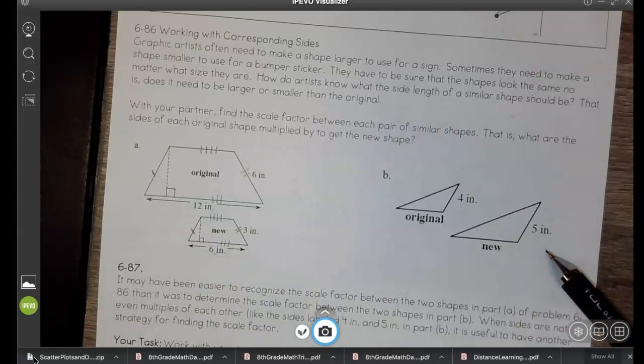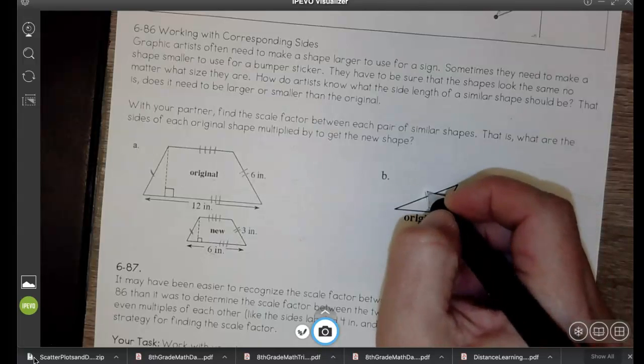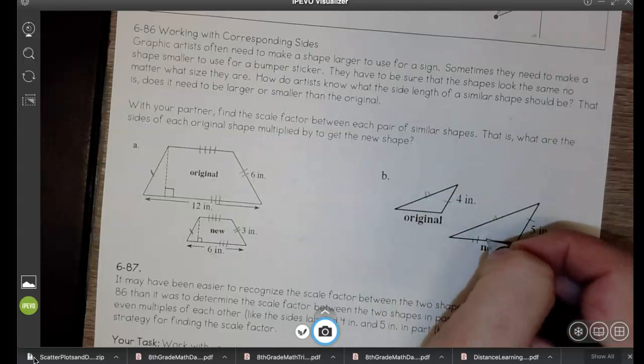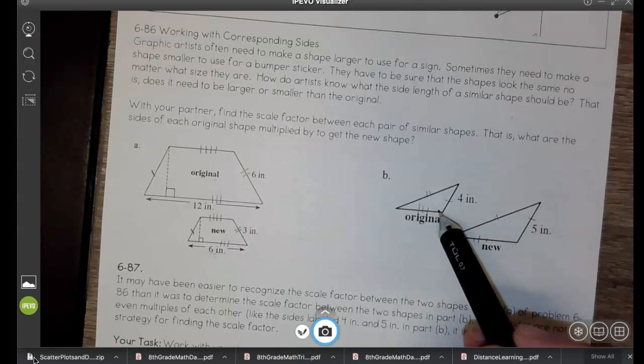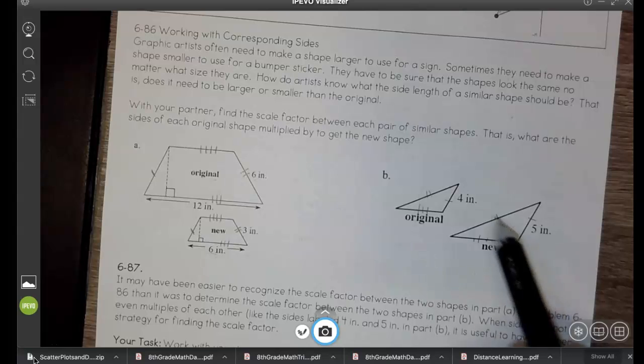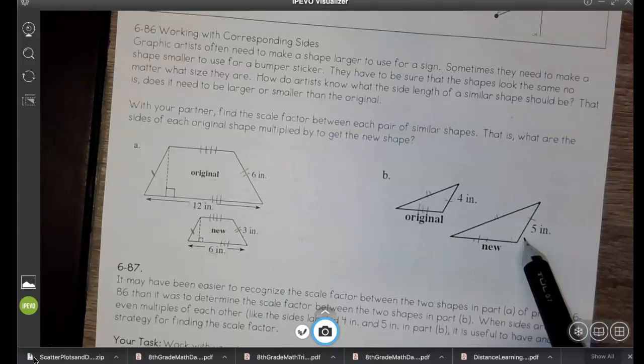When I look at this figure, we do not have a whole lot to go on, but I can match up my corresponding sides. I know this one goes with this one, this one, this one, and this one with this one. The only thing I can tell by this drawing is, in order to get this to this, what did I have to multiply by to get from 4 to 5? That's a little more complicated to think about. So we will come back to that to get a little bit more information.